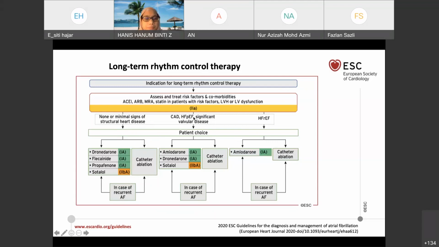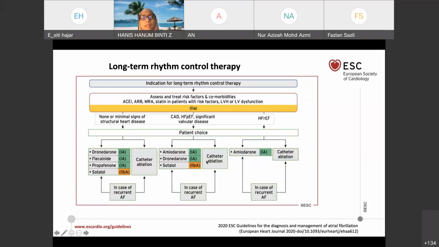Kalau ada, these are the options. Okay. Kalau patient ada coronary artery disease or heart failure with preserved ejection fraction and significant valvular disease, we can either give amiodarone, dronedarone, sotalol. Okay, kalau patient ada heart failure with reduced ejection fraction, maknanya ejection fraction dia less than 40%, the only option yang kita ada is amiodarone. Okay, tak boleh bagi sotalol. Kalau you perasan ni lah.